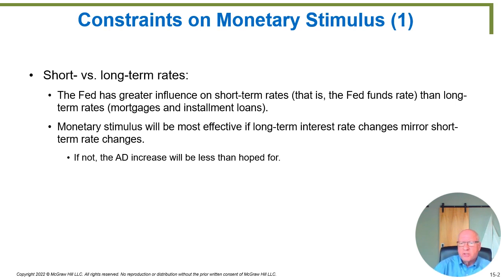In this set of slides, the 15.3, we're going to be talking about all the things that could make the policy less than it could have been, things that would keep it from operating to full potential. That's what we mean by a constraint. So the first constraint we're going to be discussing is the short run versus long run interest rates.